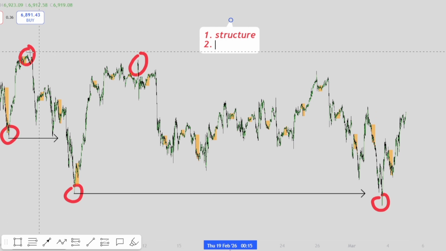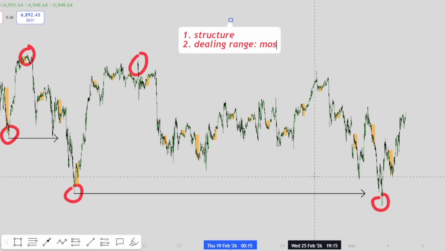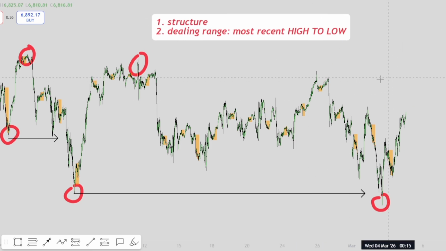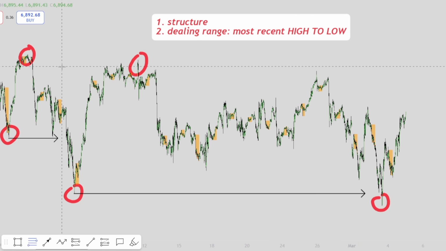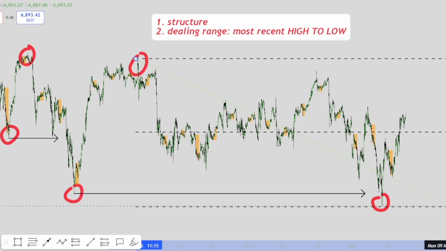Now, once you understand the highs and lows, this is our dealing range like this, right? This is the structural dealing range, right? So that's kind of step 2. After we've done step 1, you want to identify step 2, and step 2, we identify as the dealing range. The dealing range is basically the most recent high and low, right? So the most recent high to low. This is important to understand. It is the most recent high to the most recent low. So this here is the most recent high, and this here is the most recent low, right? So this is the structural high, this is the structural low, right?